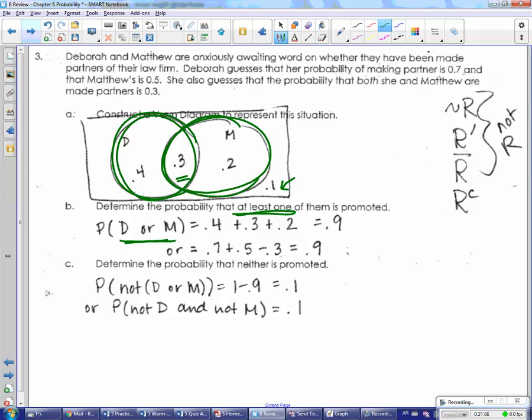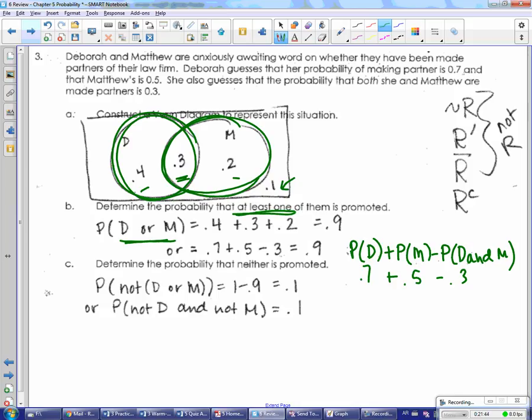So I'm looking at the probability that either Deborah or Matt makes partner. Because I'm using my Venn diagram, I can simply add up the probabilities that make up that union, and that should be 90%. If you want to use your probability rule, you can. That would be the probability of Deborah plus the probability of Matt minus the probability of both. Those are the probabilities that you're given in the problem. So 0.7 plus 0.5 minus 0.3 is also going to give you 0.9. So you can do it either way. Please make sure you show me what numbers you're putting together, though, so I understand where they're coming from.